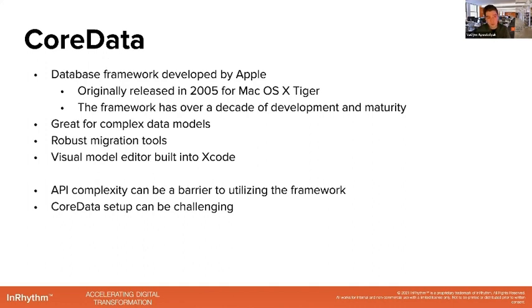Additionally, when you're designing your model structures, not only do you have to write the code for it, but you also have to use Xcode's visual model editor to create the schema for that model, where you can set up a complicated relationship structure with your properties and objects. If done well and correctly, it can be very beneficial, but unfortunately, the API complexity tends to be a bit of a barrier to utilizing the framework.